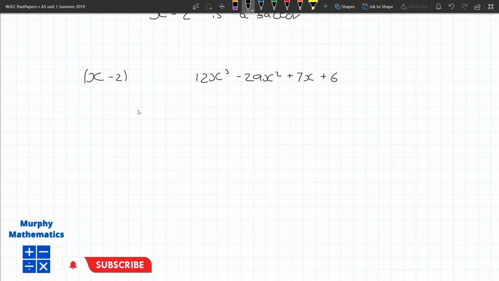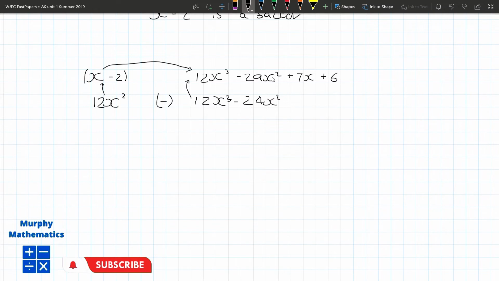Okay, so I need to times x minus 2, our factor, by something to get 12x cubed, and then we take it away until we've got nothing left. So to get from x to 12x cubed, we need to multiply by 12x squared. So we're multiplying this by 12x squared, so we're going to have 12x cubed minus 24x squared. And we're taking this away from this. So 12x cubed minus 12x cubed will be 0.